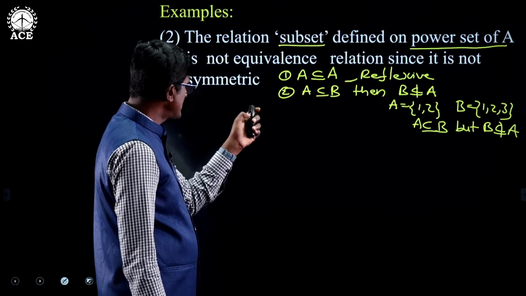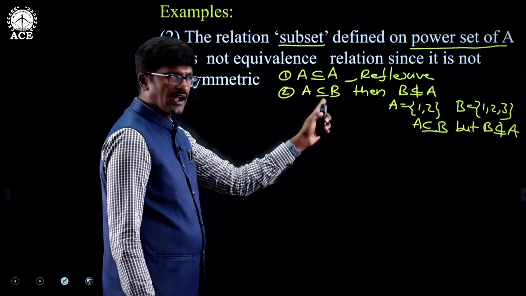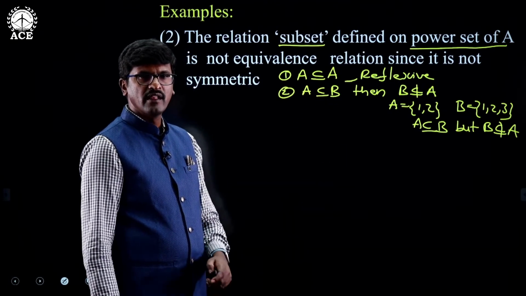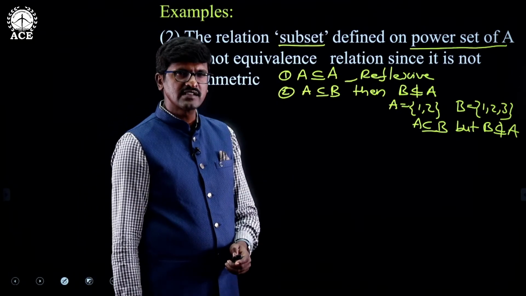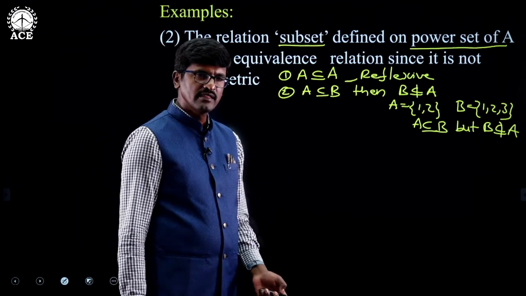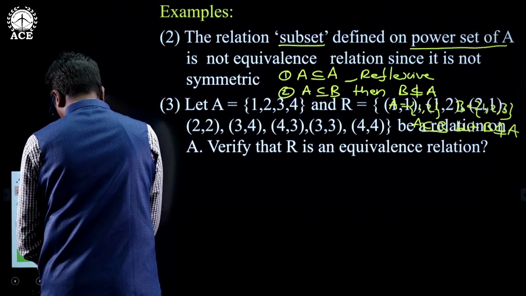So the subset relation satisfies only the reflexive property. It is not going to satisfy the symmetric property. Then you need not verify the transitive property. If the relation is not satisfying any one of the properties, then it will not be an equivalence relation. Now the third example.